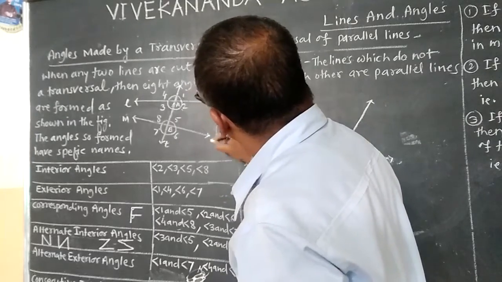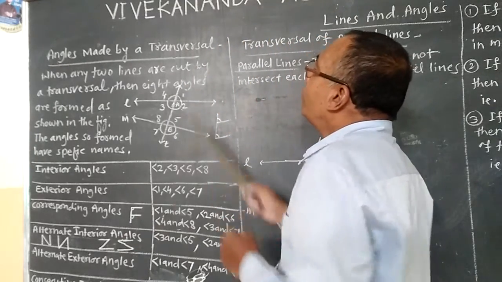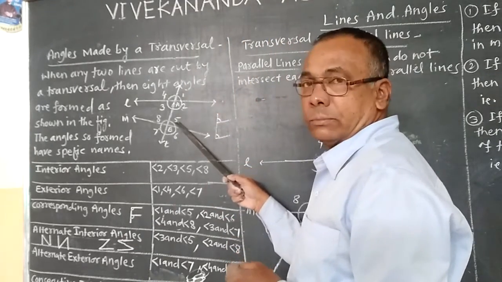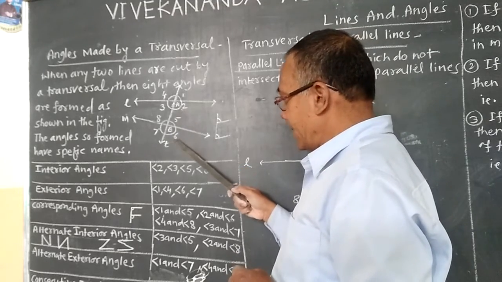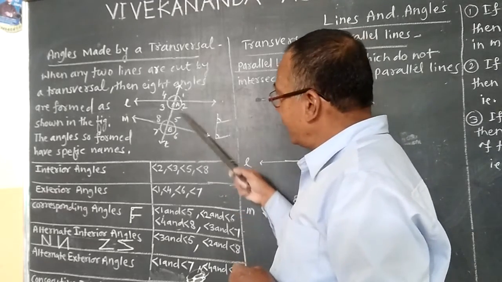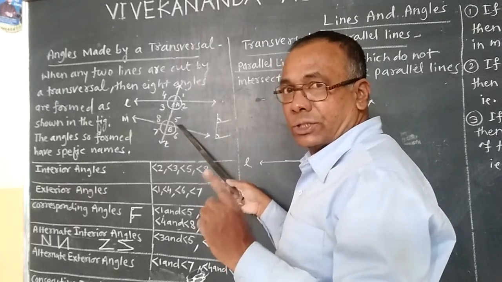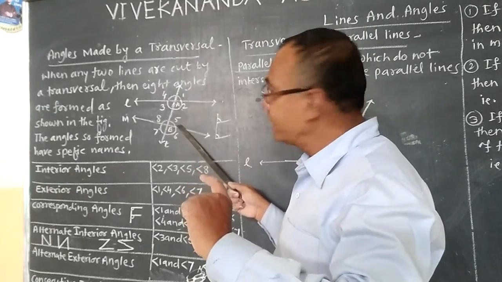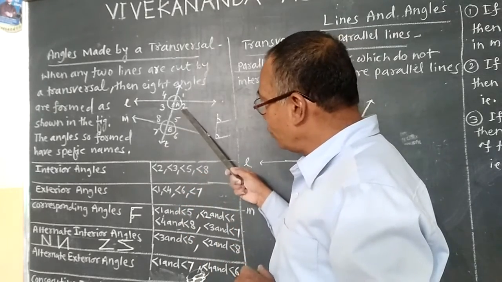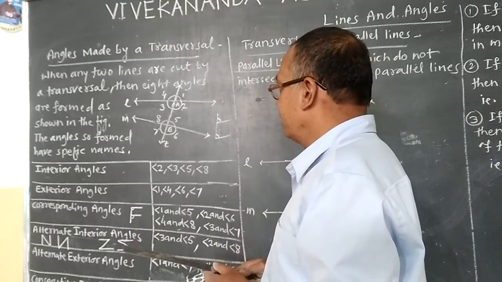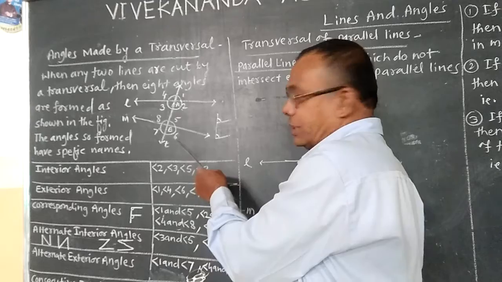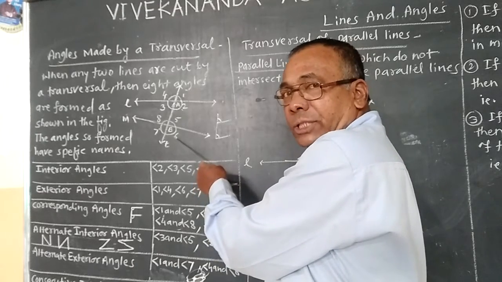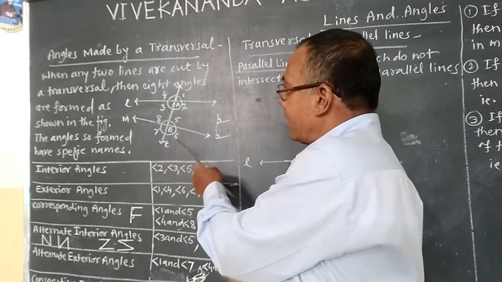Then these angles. यहाँ पे angle 1 and angle 5, then angle 2 and angle 6. Angle 1 and angle 5 is one pair of corresponding angles. Then angle 2 and angle 6 is the second pair of corresponding angles.